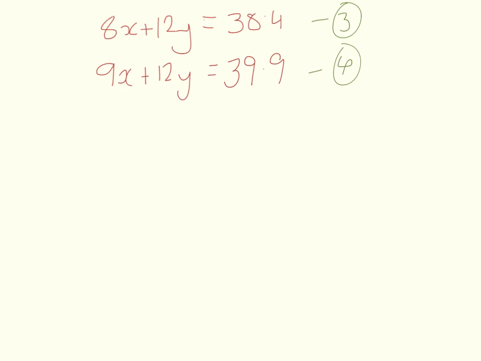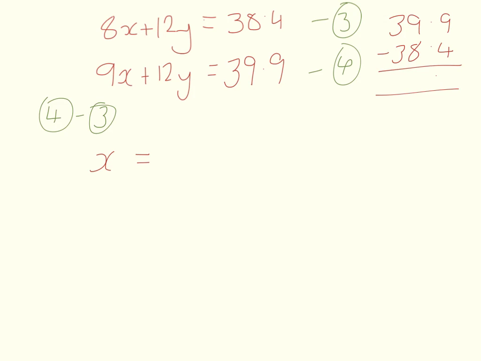Okay, so as we said, we're going to do equation 4 take away equation 3. So 9x take away 8x is x. The 12y take away 12y would cancel, and I just need to do 39.9 take away 38.4. I know you may feel confident with doing this in your head, but honestly, if you just do it at the side, you're going to reduce your chances of making mistakes massively. So x equals 1.5.